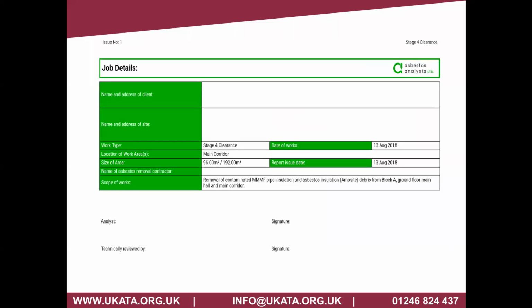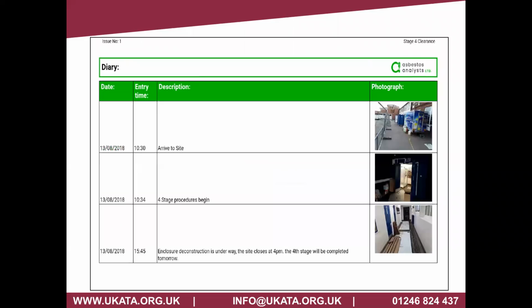So for example, I have redacted most of this. I can't share the site and of course who the analyst and who the contractor is, but there's a brief description of the job details. There's a diary there which obviously shows the date, arrival, when the 4-stage process began, and of course this particular one, the enclosure deconstruction, was underway in the afternoon, so the 4th stage, because it was such a big job, had to be completed the following day.